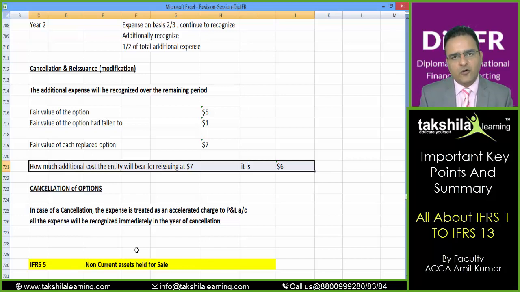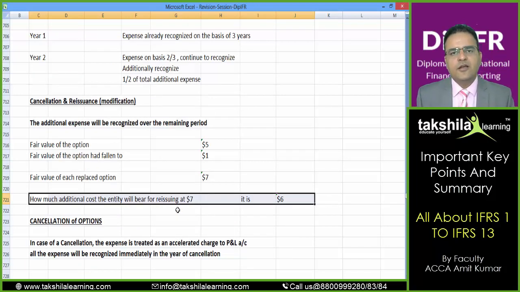So whatever work they have done or goods or services provided to you, you need to bear that expense, and the liability you need to settle immediately. So in case of cancellation, the expense is treated as an accelerated charge. Earlier you were able to spread this cost over the period, but now you do not have any choice to spread it. You have to charge it immediately to P&L and settle this. This is all about IFRS 2 share-based payments.